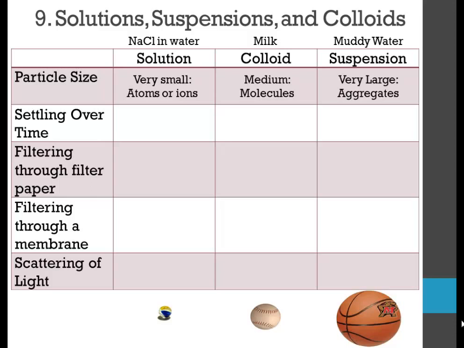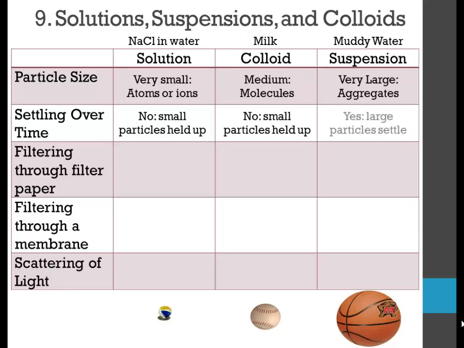So for all of these properties, the settling, the filtering, the scattering of light, we need to think of them in terms of the relative size of the particles. So in the case of a solution, there's no settling. This is because these particles are so small that the solvent, the water usually, can just hold those particles up, preventing them from settling down to the bottom. Same thing with colloid. Those particles are small enough that the solvent holds them up. Now, in the case of a suspension, because we have these big, large, heavy particles, these are going to fall to the bottom of whatever container they're in and settle out on the bottom.